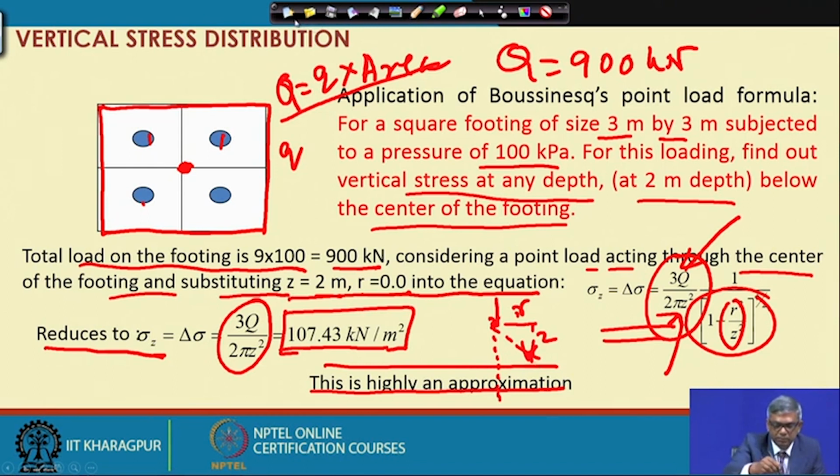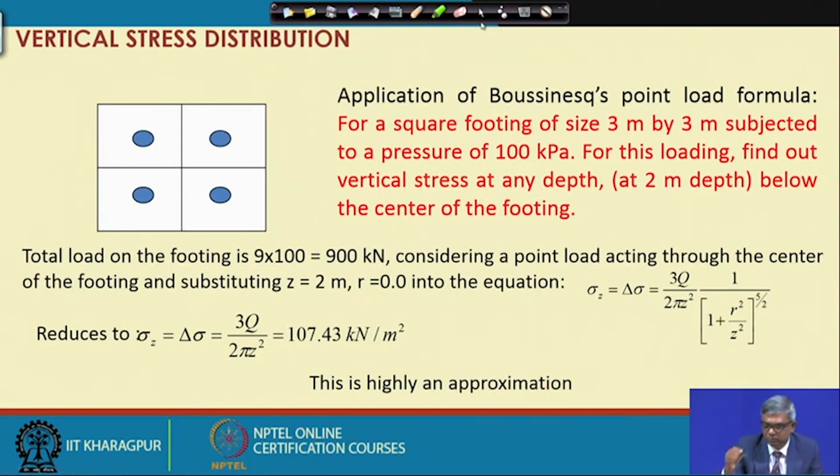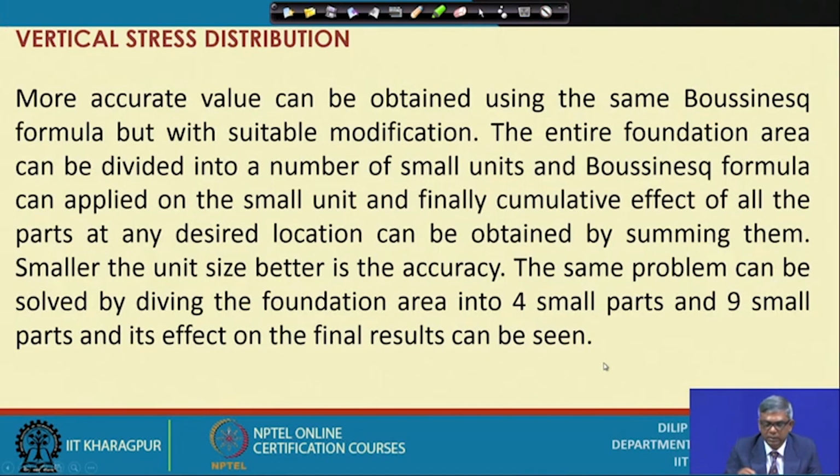You can see this, though I could apply the point load formula to a footing of 3 meter by 3 meter size loaded with 100 kPa pressure, and at 2 meter depth I could find some value, but how accurate this value is we do not know. We have applied a pressure of 100 kilonewton per meter square at the surface, but at 2 meter depth the value becomes a little more. There is doubt whether it is true or not.